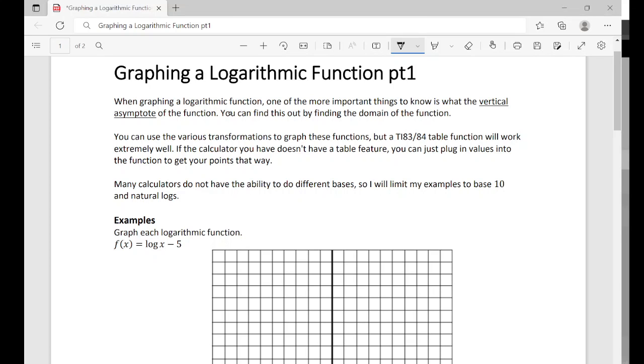When graphing a logarithmic function, one of the more important things you need to know is what the vertical asymptote of that function is. You can find this out by finding the domain of the function. Remember, that's just taking the argument and setting it greater than 0.